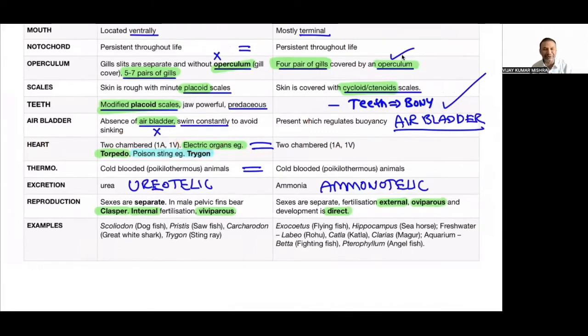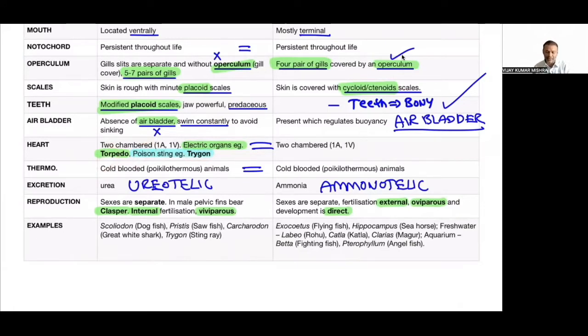There is an extra point I have written. It is NCERT point only. Electric organ: Torpedo has an electric organ that will give you electric shock, and Trygon. So both are starting from T only. Torpedo stands for electric, and Trygon stands for poison. So I hope you will assimilate this thing in your mind.